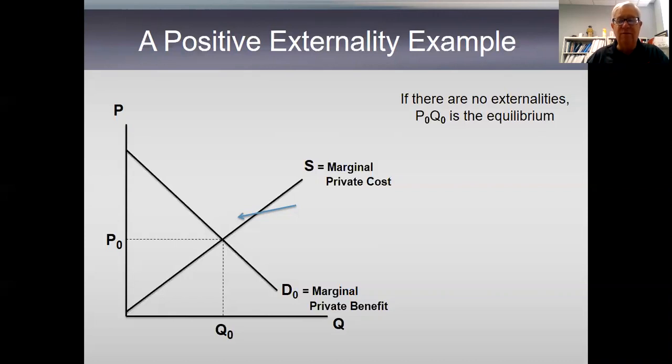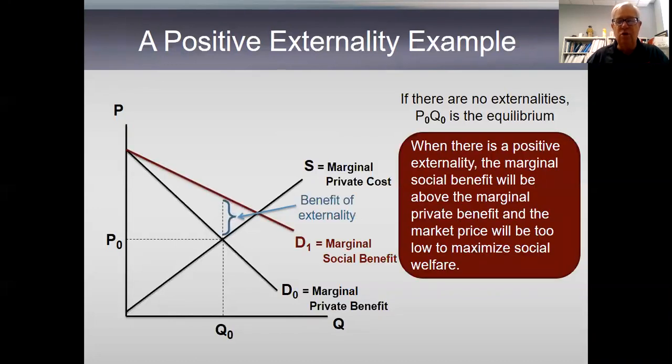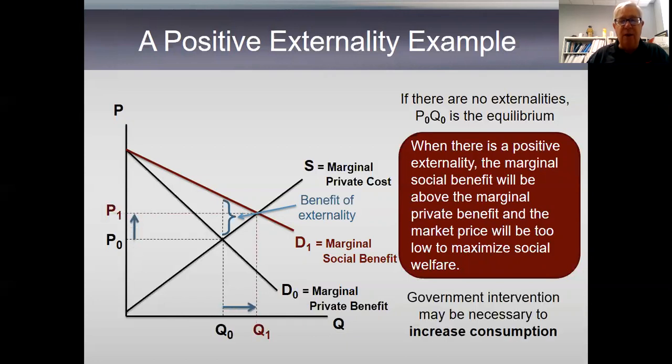So what if it was? What if the market fully valued the service or the product that's being produced? Then you'd have a demand curve that would shift upward from D0 to D1, meaning that the benefit of the externality that's not being taken into consideration by the market is shown by that distance between the two curves. That implies that the price of the service or good is not being fully valued. In other words, we're getting it too cheap, and there's not enough consumption of the good. So here's another example where government intervention may be necessary, but this time, instead of decreasing supply, as we saw in the negative externality example, the government intervention may be necessary to increase consumption.